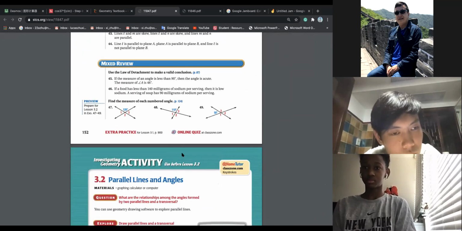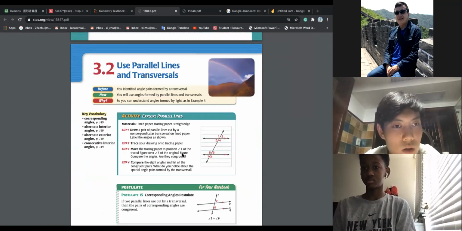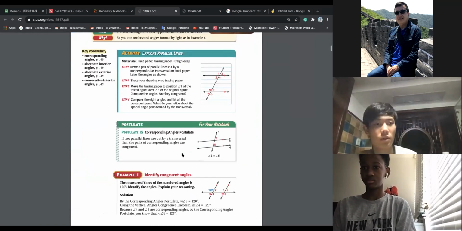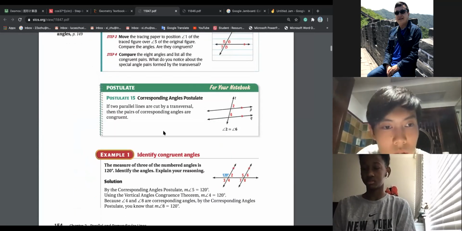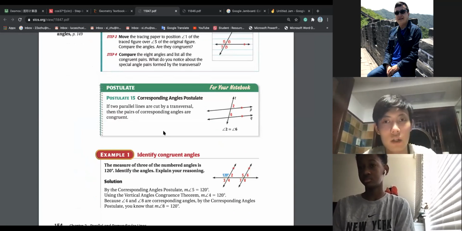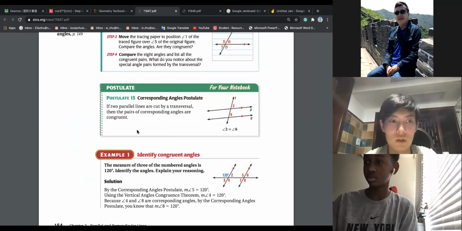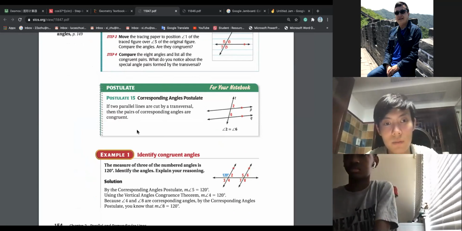Yeah, find the measurement. Okay. Use parallel lines and transversals. Okay, here's the first postulate. You have to just take a picture or write it down, this one, for this postulate. If two parallel lines are cut by a transversal, then the pairs of corresponding angles are congruent.